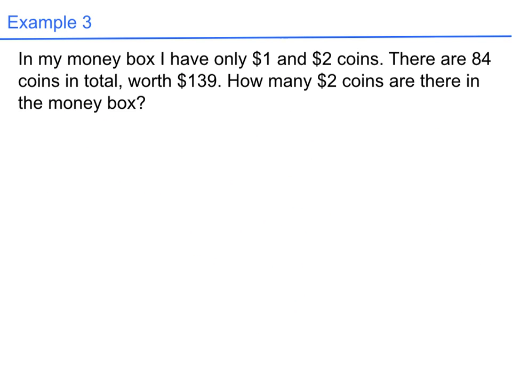Now let's kick it up a notch. The last example involves money. So in my money box, I have $1 and $2 coins. We're told that there are 84 coins in total, and they are worth $139, which means in this example, we're going to have to incorporate the value of our pronumeral and its dollar amount as well.